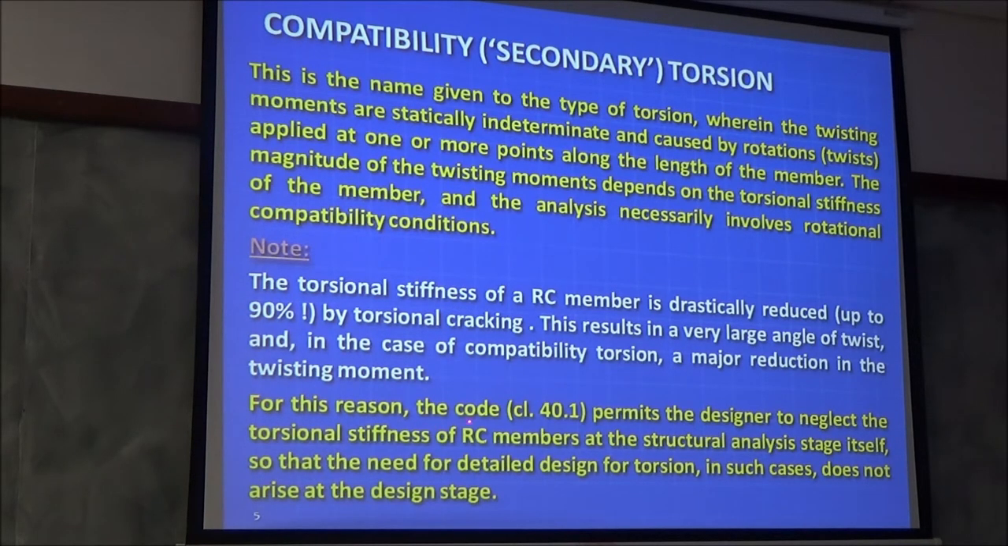For this reason, the code permits the designer to neglect the torsion stiffness of RC members at the structural analysis stage itself, so that the need for detailed design for torsion in such cases does not arise at the design stage. You design after you finish analysis. In the analysis, if you get zero twisting moments, forget it. If you get small twisting moments, design for it. Equilibrium torsion, you cannot ignore. Compatibility torsion, you can judiciously ignore. But even if you ignore in the design, in the detailing, you better not ignore, because you want to restrict the crack points.